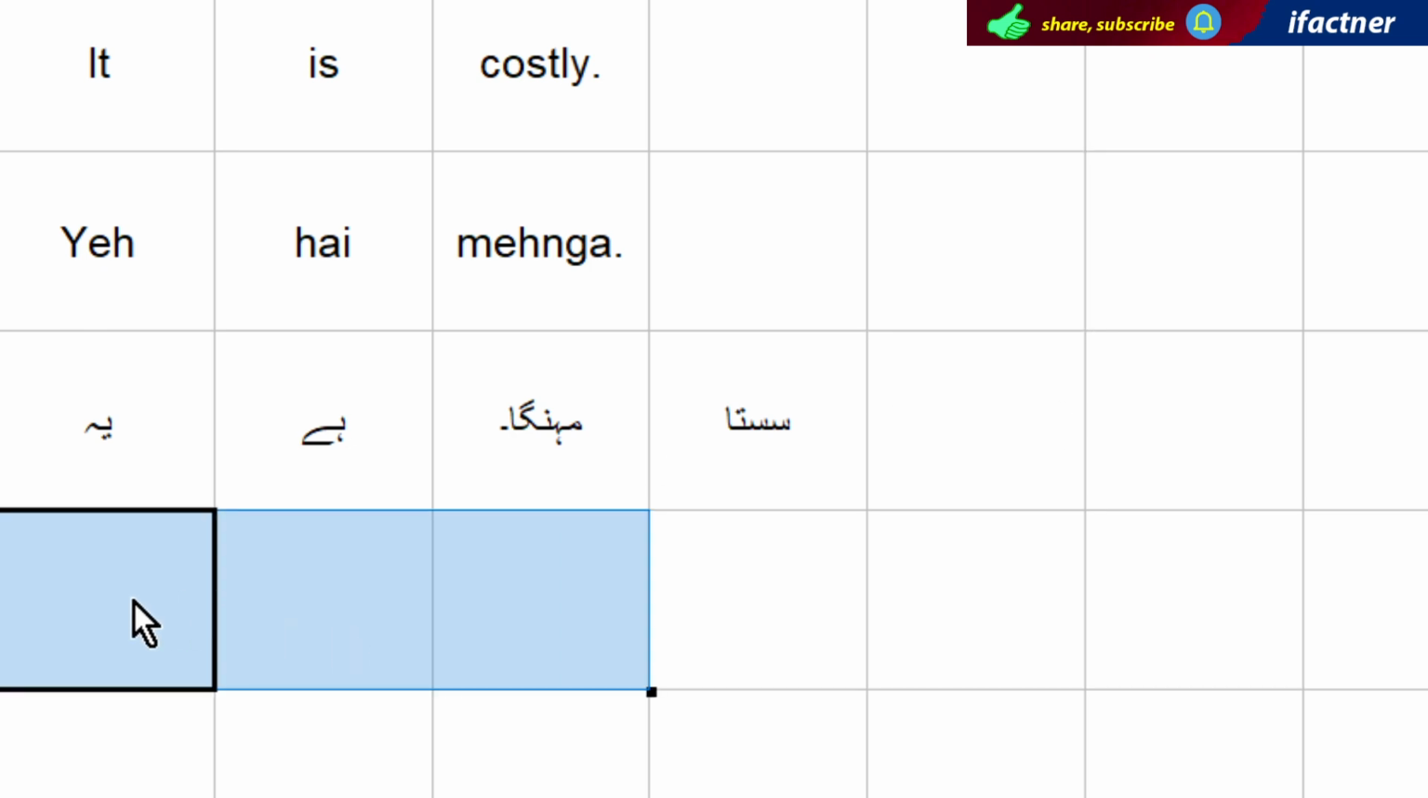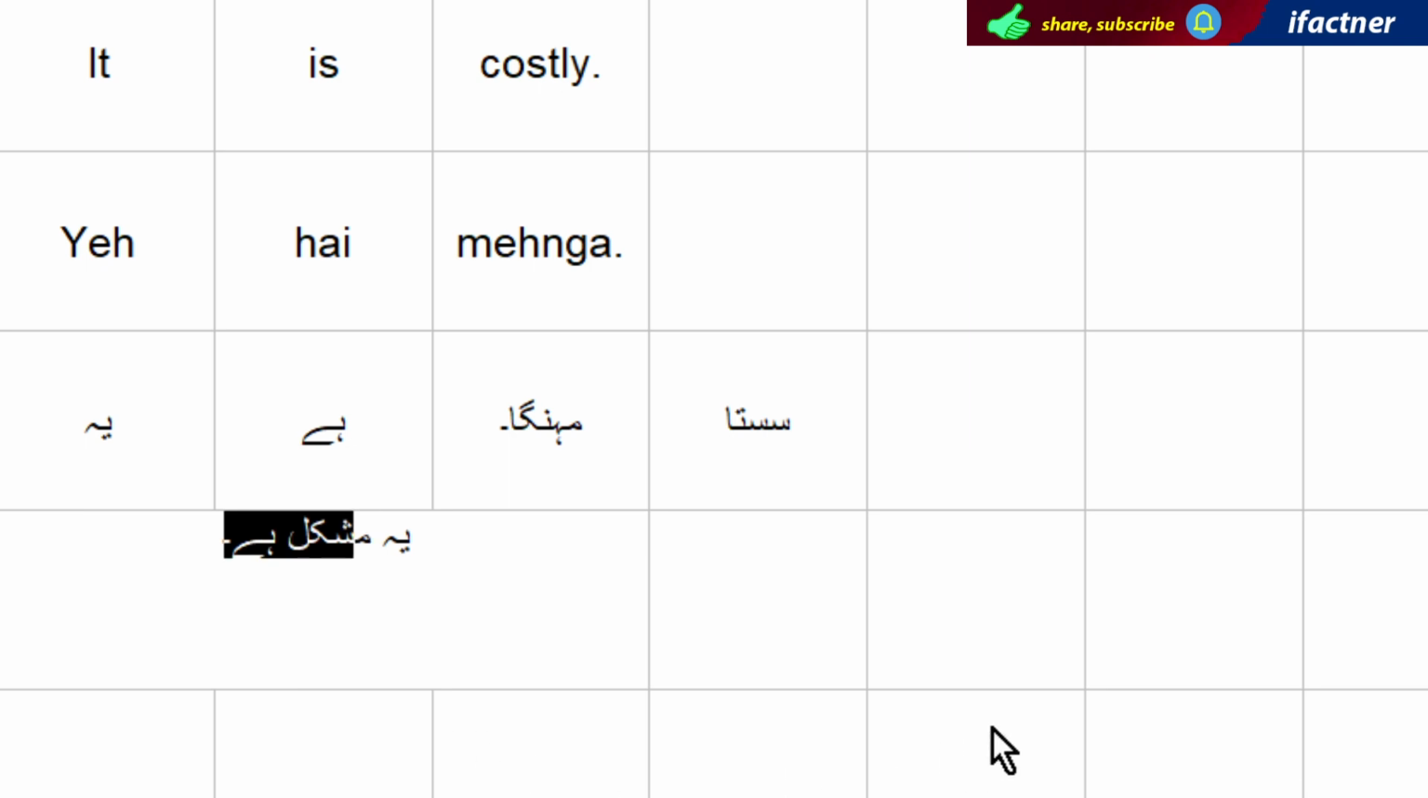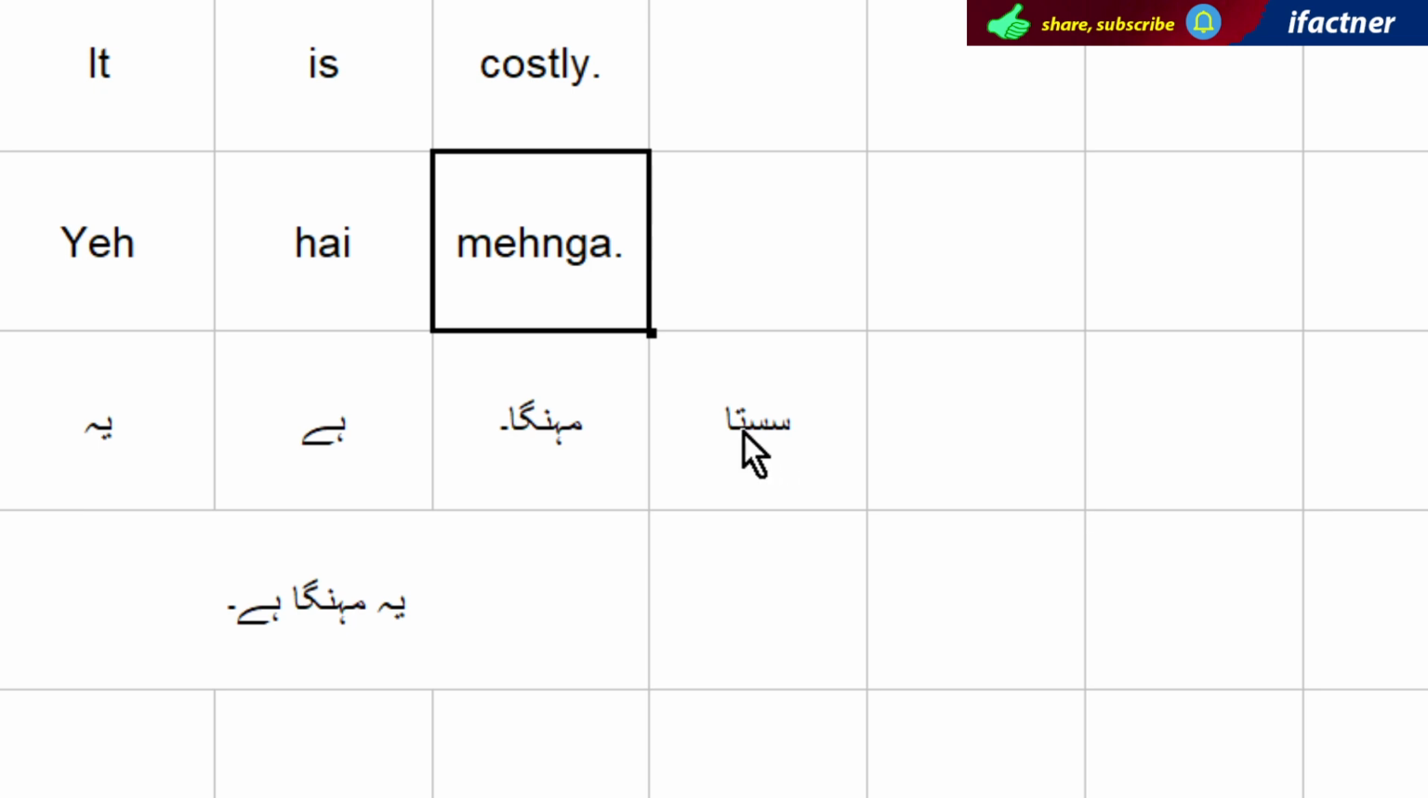So now let's see if we want to say it is costly, what kind of a sentence can we make using these words? So we will say ye with the subject, महंगा, and then the verb है. ये महंगा है. Or if we want to say it's cheap, then we will say ये सस्ता है. So sasta is S-A-S-T-A, and it is translated in English as cheap.